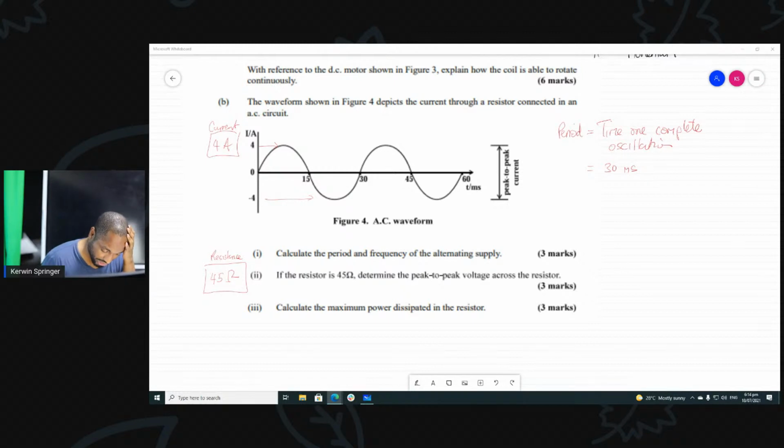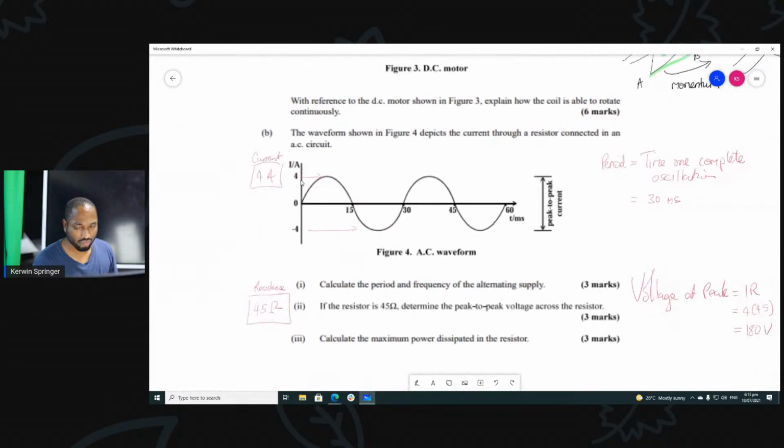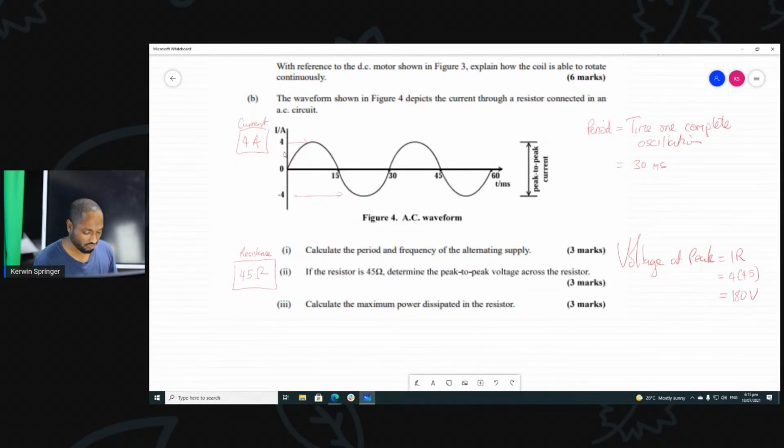So the voltage here, if we need to convert this to voltage at peak, what you get is V equal to IR, which is equal to 4 times 45, which is equal to how much? 180. So this transfers over to, if we have this circuit again, this will transfer over to 180. Is this the answer though? So here, we can expect 180 volts.